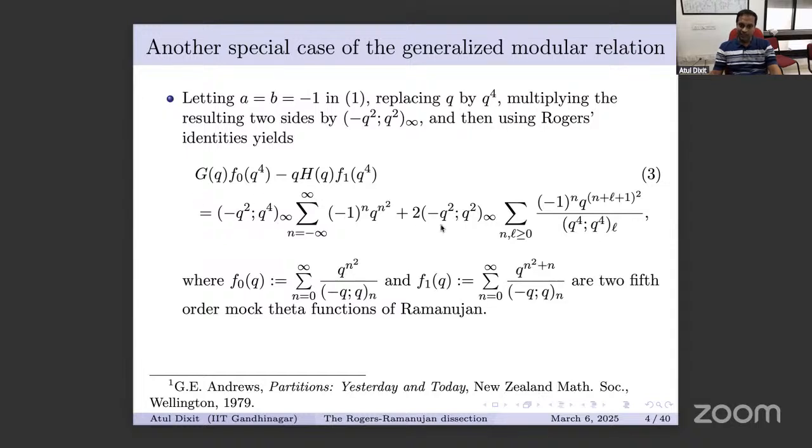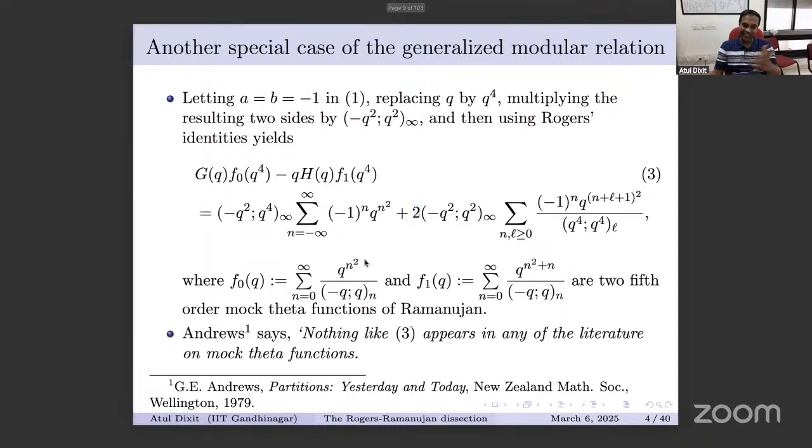And now the right-hand side, this thing doesn't vanish. Note that there is a 1 minus b. So with b equal to -1, this becomes 2. Nevertheless, you have an identity connecting these four important functions, about which Andrews says that nothing like this appears in any of the literature on mock theta functions. And this is back in 1979. Even to this day, to the best of my knowledge, this is a true statement. There is no identity connecting these four functions or functions of this type.